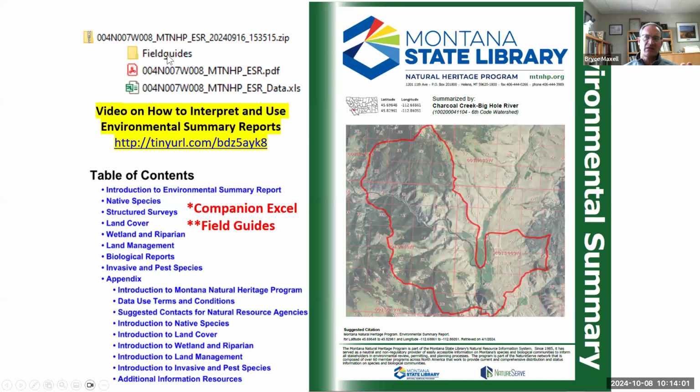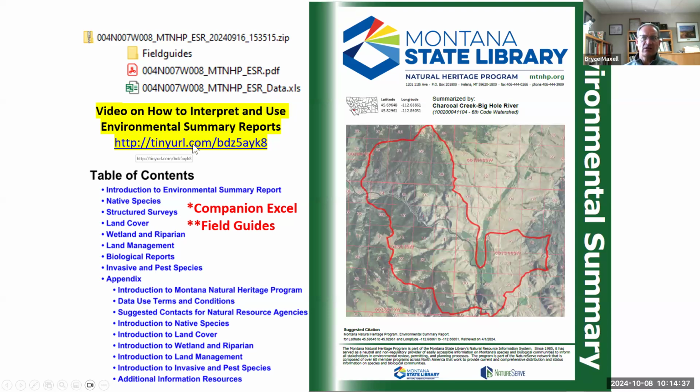It's not the same as the full online field guide accounts, but it is a distillation of the field guide accounts that are online. You also get an Excel file, and the Excel file is the same information that's in the PDF of the environmental summary report, but the Excel file allows you to sort things more readily than you could in a PDF. It also has a little bit more information on particular habitat types that species occupy, so that may be of use as well.